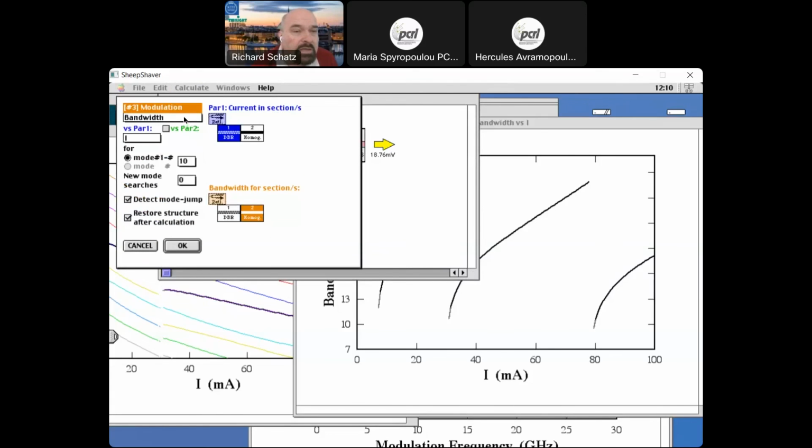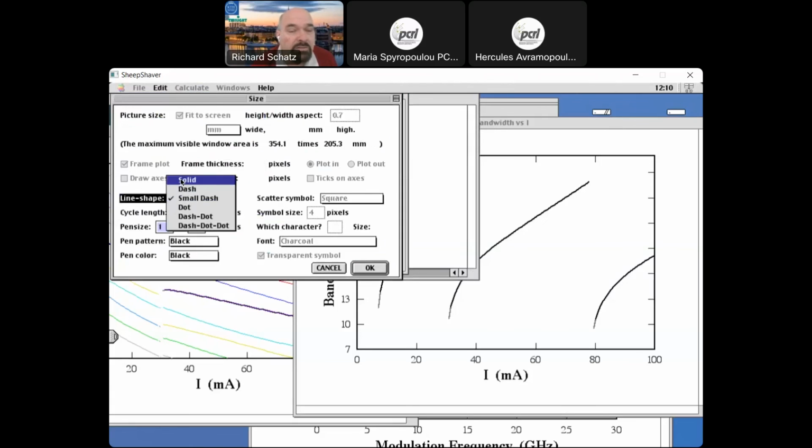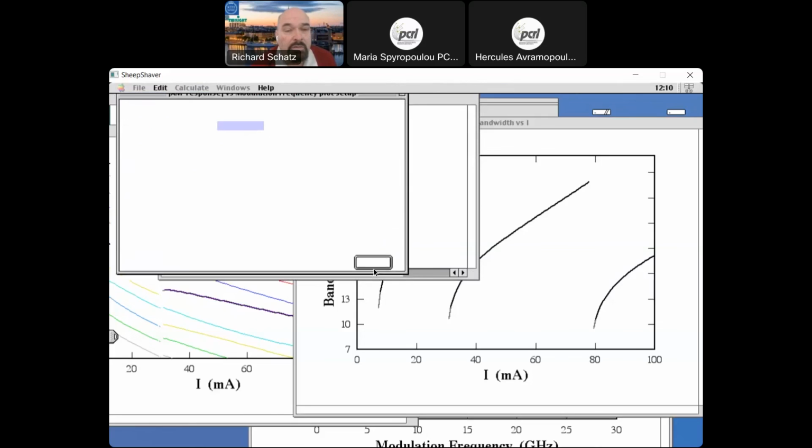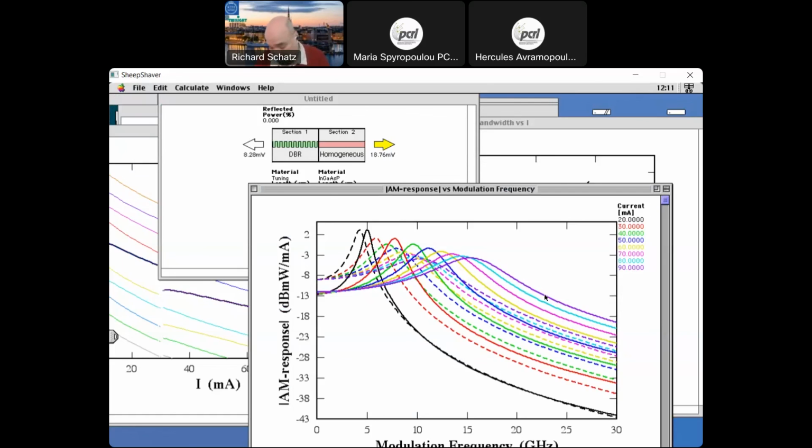So then I take the modulation response, and then I change the current in the active section here, and calculate the AM response for that section. Then I will plot in the old graph, but now I will not use dashed curves, I use solid curves instead, and then we can see how you can increase the bandwidth here. You see the maximum bandwidth has increased from 15 gigahertz up to 25 gigahertz or something like that. So this is how you can use LaserMatrix.